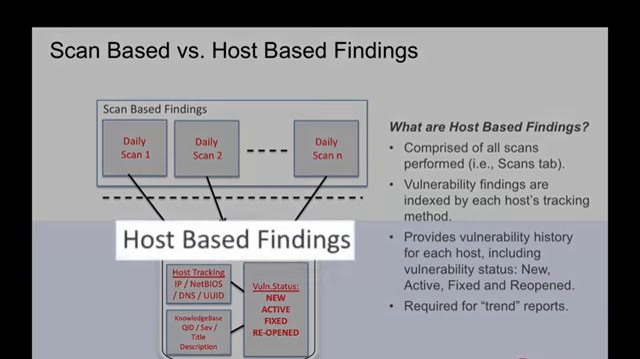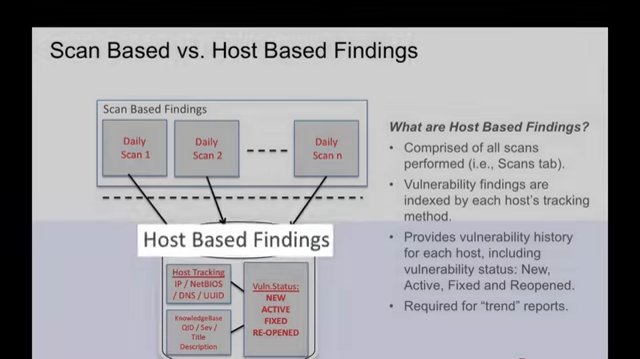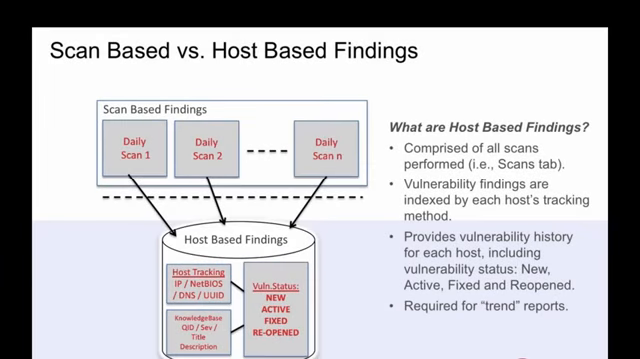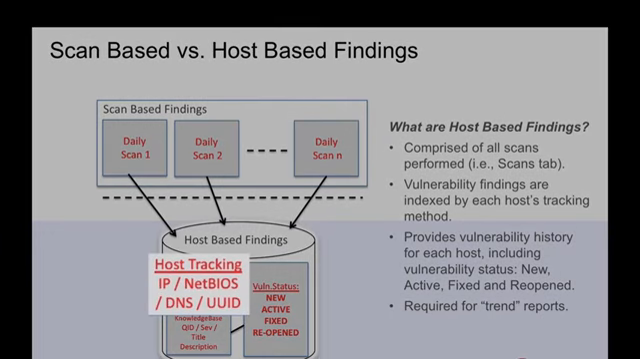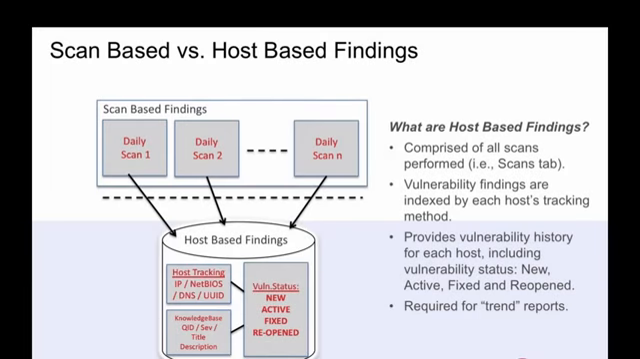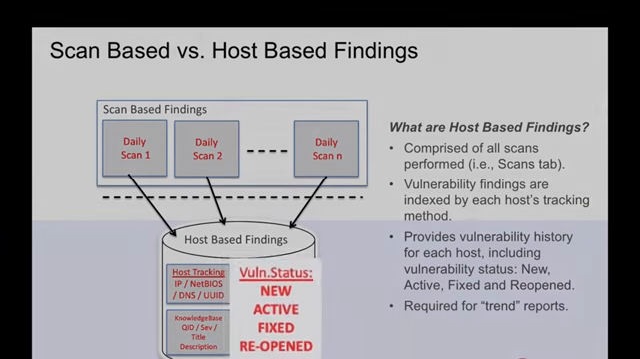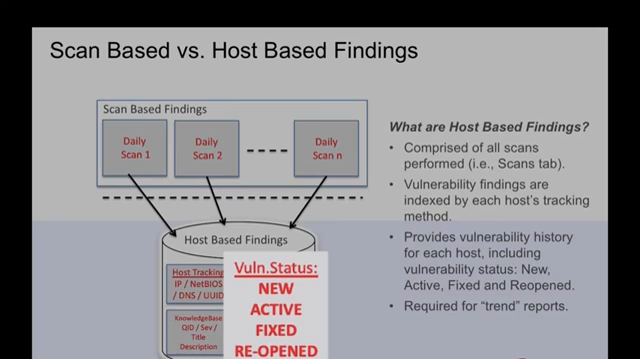All scan-based findings are poured into another bucket or database known as the host-based findings. The host-based findings database collects data from completed scans and indexes each detected vulnerability according to the tracking method you have selected for each host asset. Host-based findings will allow you to view the vulnerability history of any host asset. And unlike scan-based findings, host-based findings allow you to create vulnerability trend reports that track the status of any vulnerability, from new to active, fixed, or reopened.